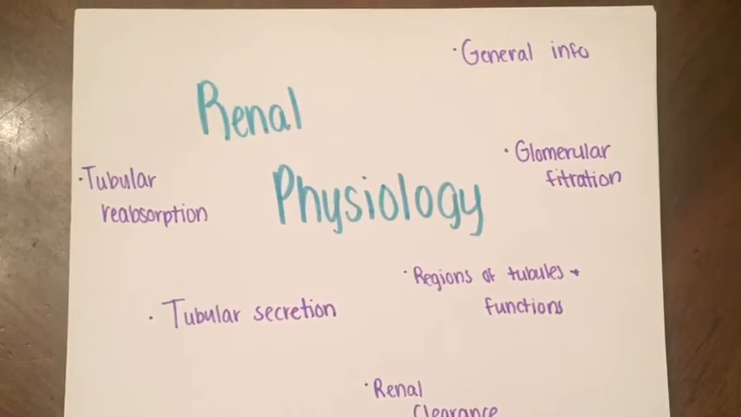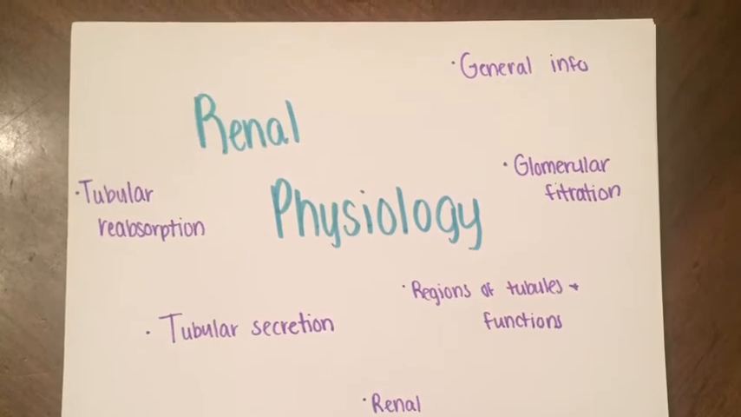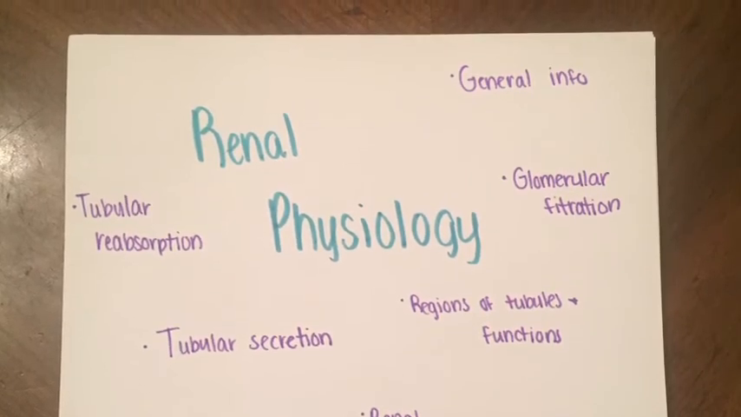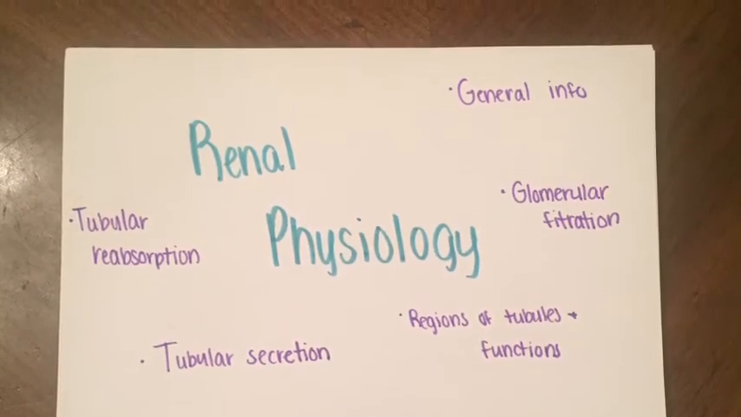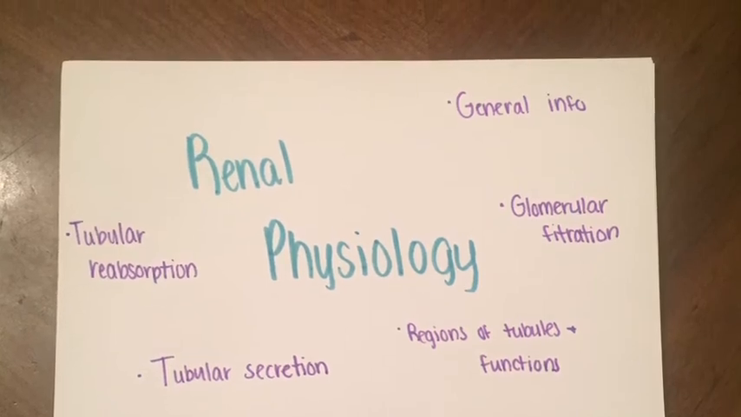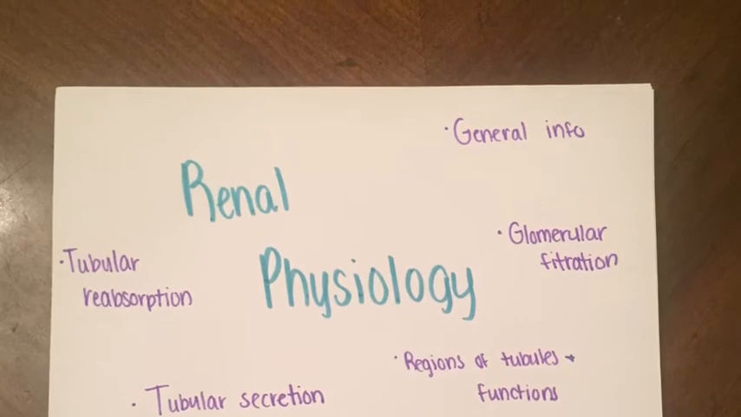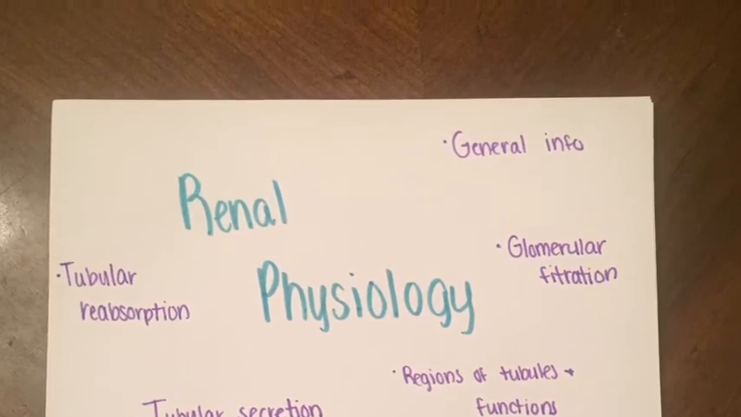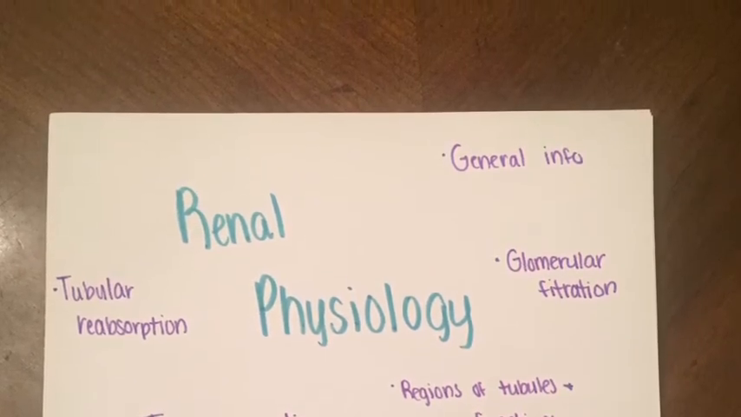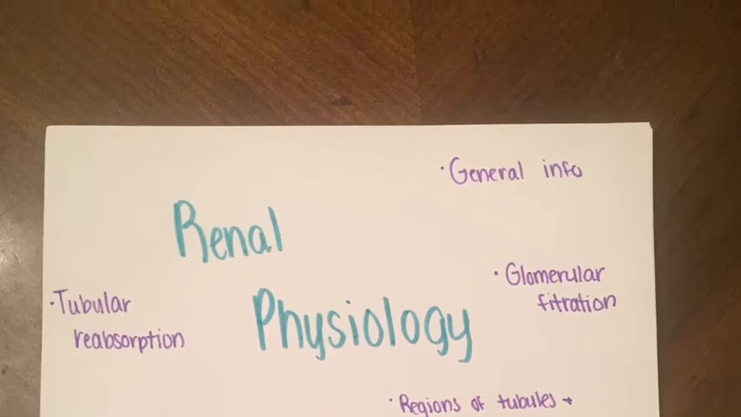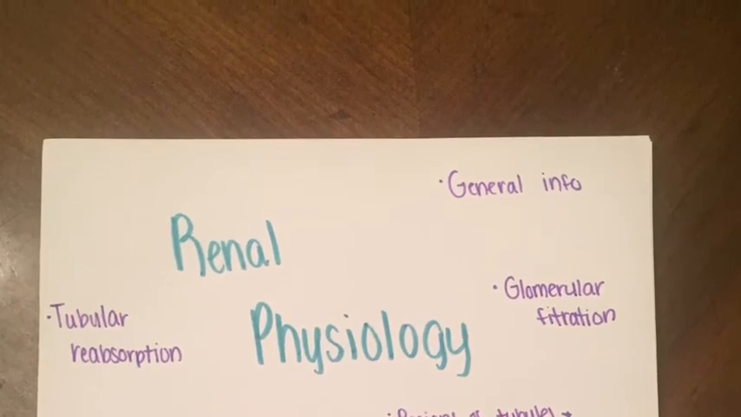In this section, we're going to talk about renal physiology, a few different sections. We'll talk about general information, glomerular filtration, tubular reabsorption, tubular secretion, regions of tubules and their functions, and also renal clearance.